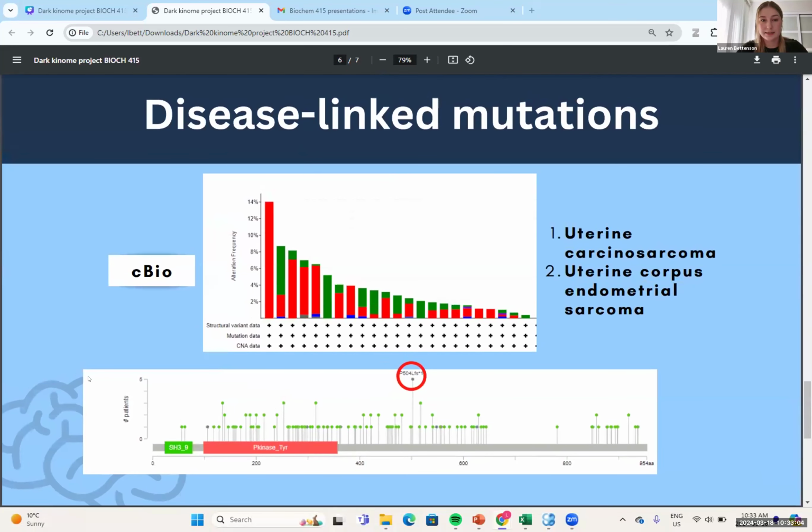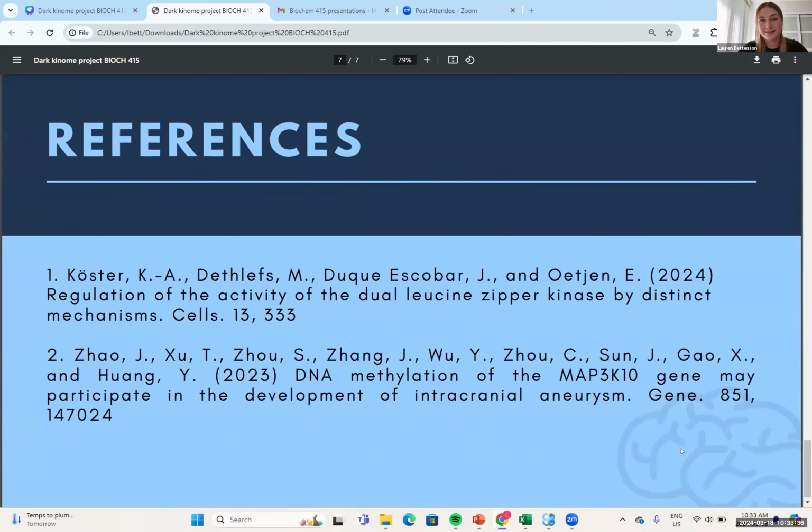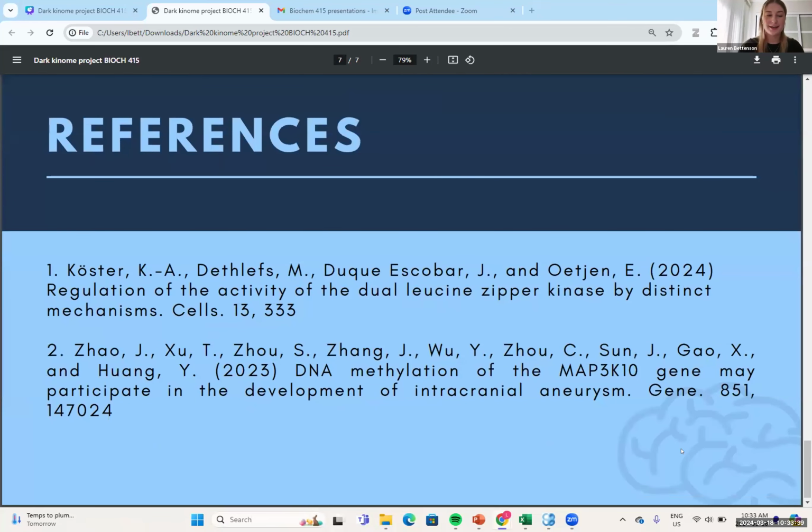Finally, we'll move on to the disease-linked mutations. According to the plot here by cBio, there's a large amount of gene amplification found in uterine carcinosarcoma, which had the highest frequency. The next highest frequency mutation was a missense mutation in uterine corpus endometrial sarcoma. And then down here on the other plot, along the same lines, was a truncating mutation, which is seen in red, which was proline 504 switched to a leucine, and it was seen in high frequency in uterine and stomach adenocarcinoma. These are my references, and I'll answer your questions in the chat.